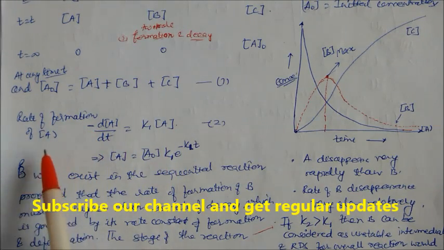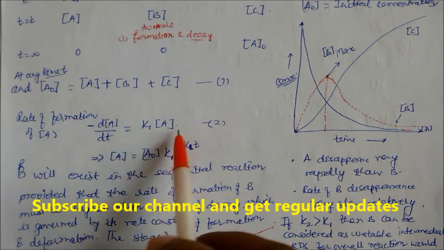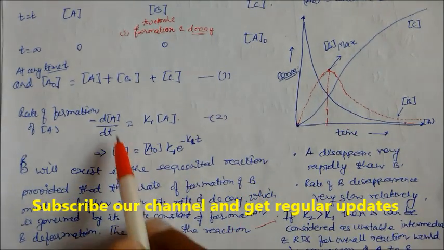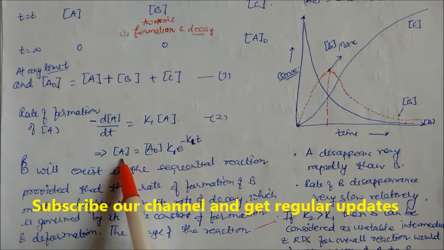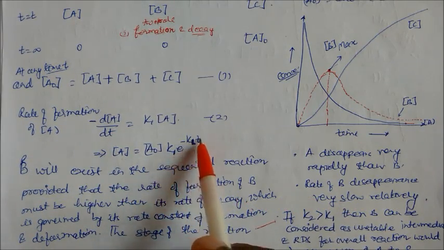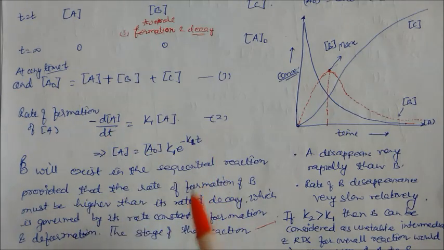What is the rate of decay of A? dA/dt equals K1 into the concentration of A. By integrating this equation, A equals A naught into e to the power minus K1 t. B will exist in the sequential reaction provided that its rate of formation is higher than its rate of decay, which is governed by the rate constants of formation and decay.